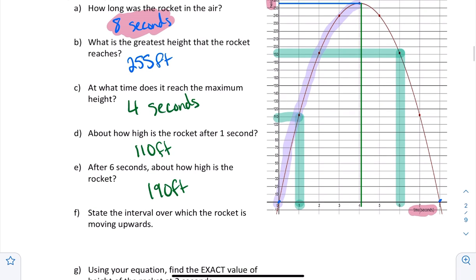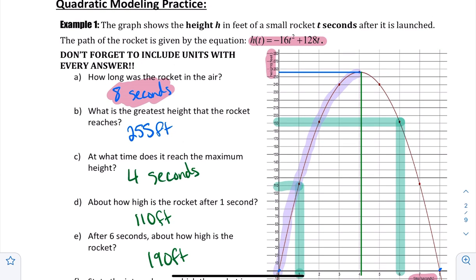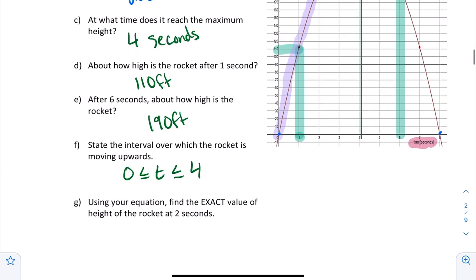So my rocket was increasing from the interval of 0 to 4. And again, that notation may look fancy, but that's just interval notation. My height was increasing from 0 to 4 seconds. t was the variable that my question told me I was using for time. So since t was the variable that I was using for time, that's why I used t as my variable in that format.